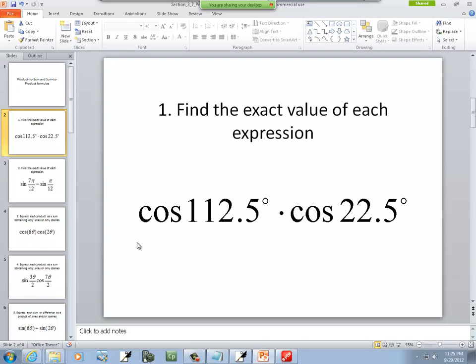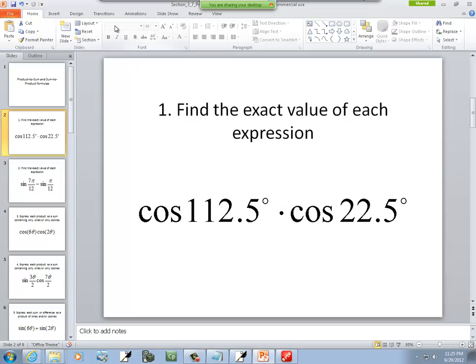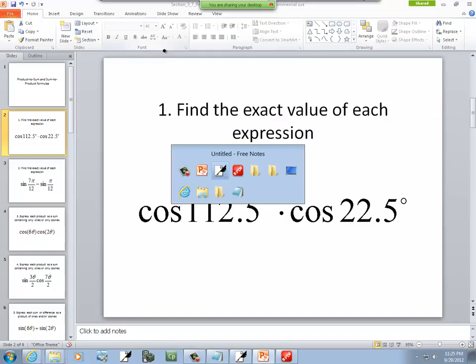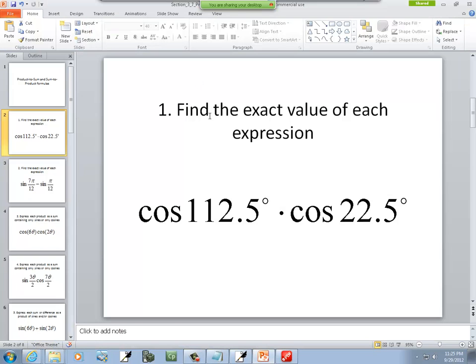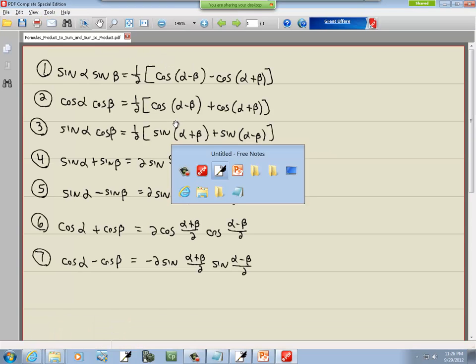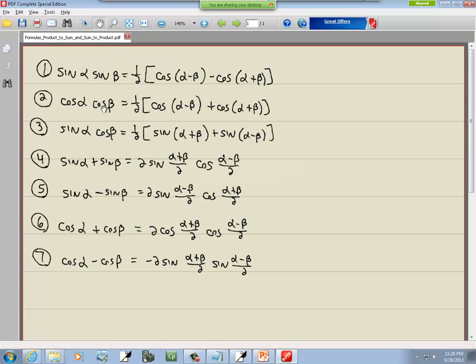Well, let's take a look at our first problem. We've got cosine of 112.5 degrees times cosine of 22.5 degrees. And it says find the exact value of each expression. Okay, so let's go over to our formulas. We're looking for cosine of something times cosine of something. That's formula 2.